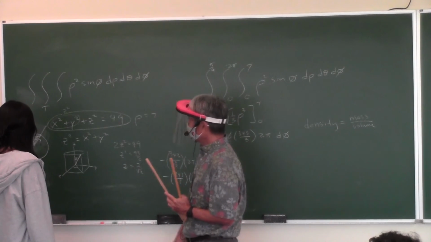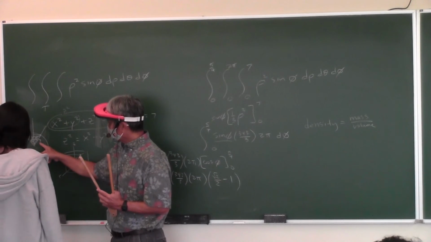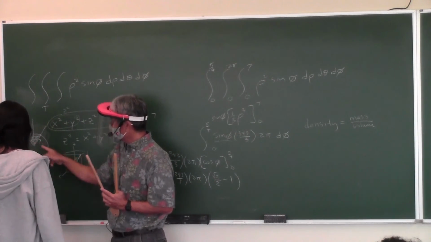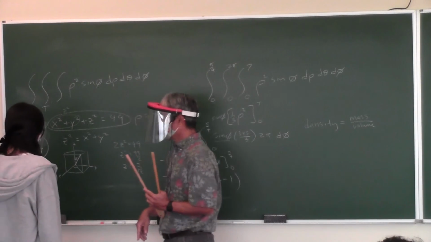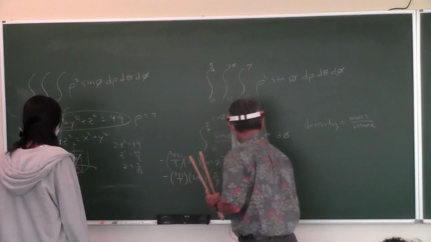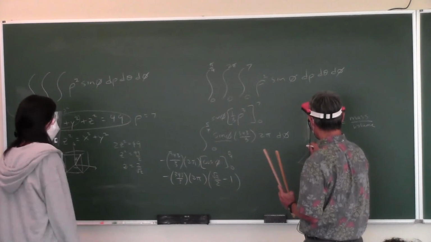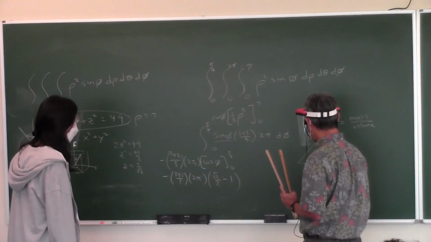Yes, it does. Right, because in a 45-45-90 triangle, isn't the hypotenuse root 2 times the leg? Look, in a 45-45-90 triangle, if this is 7, isn't this 7 over root 2?